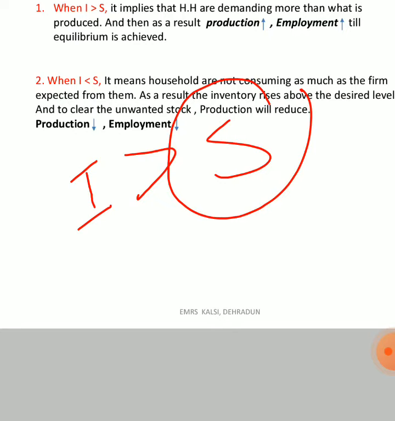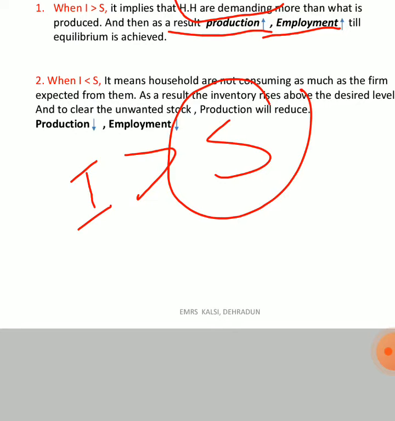So it implies that households are demanding more. When you are spending more money, it means you are demanding more goods and services. So what will the economy do in order to cope with the demand, in order to balance with the demand? The production will increase, and if the production increases, the employment will also increase till the equilibrium is achieved.